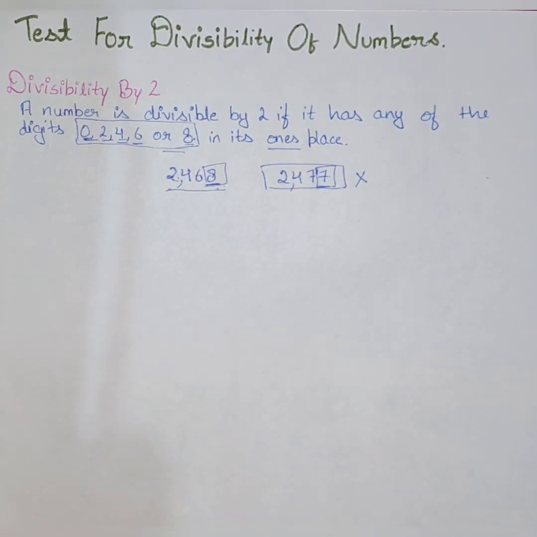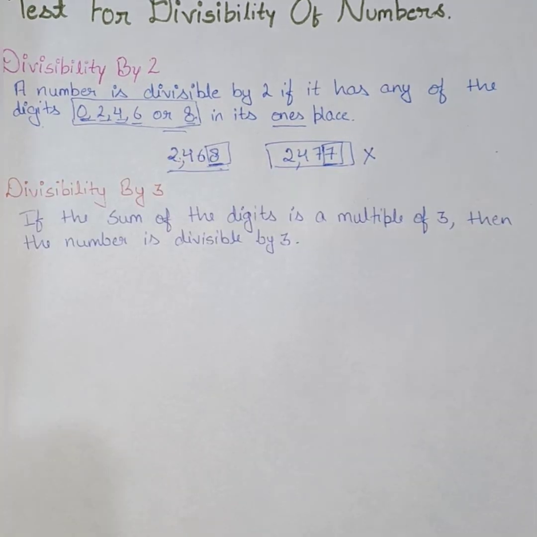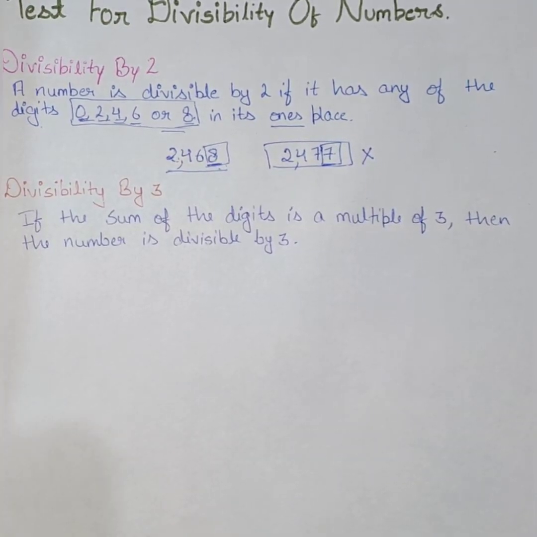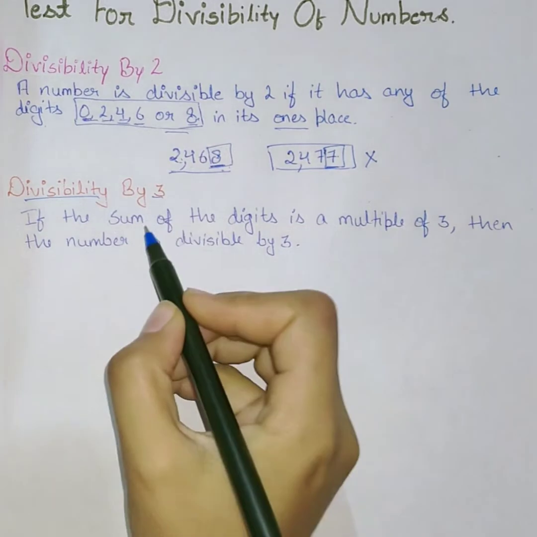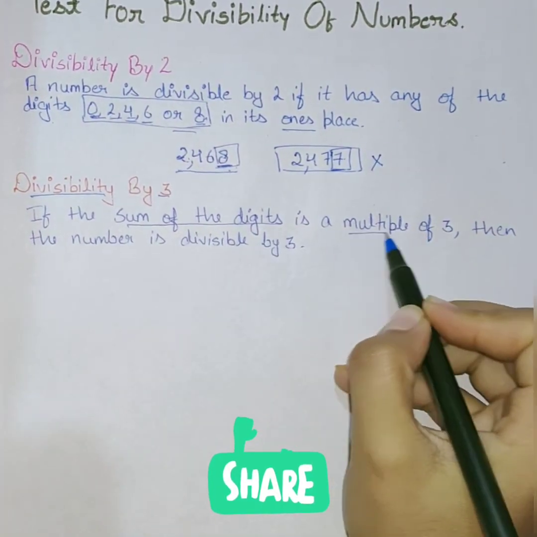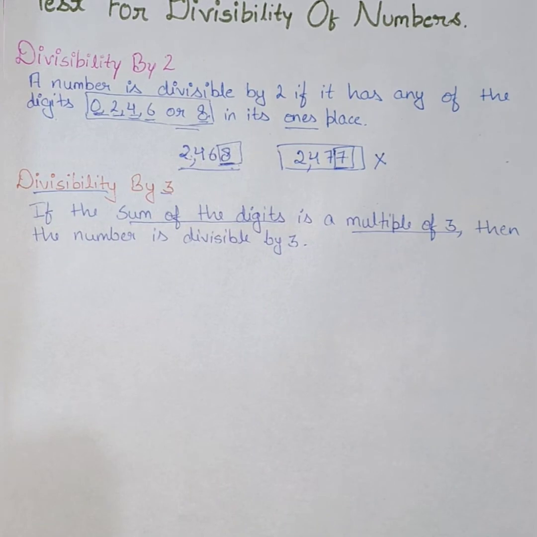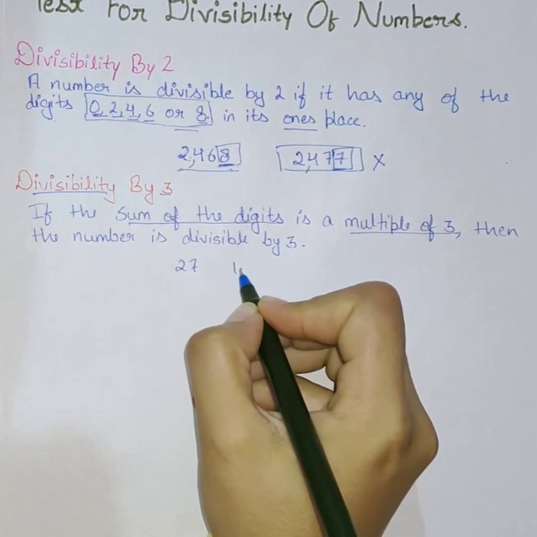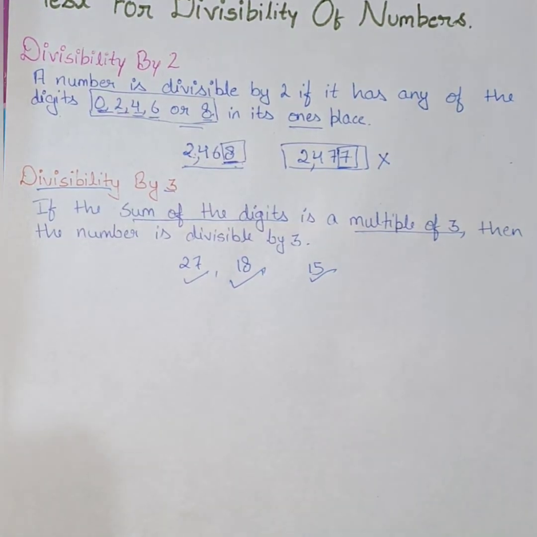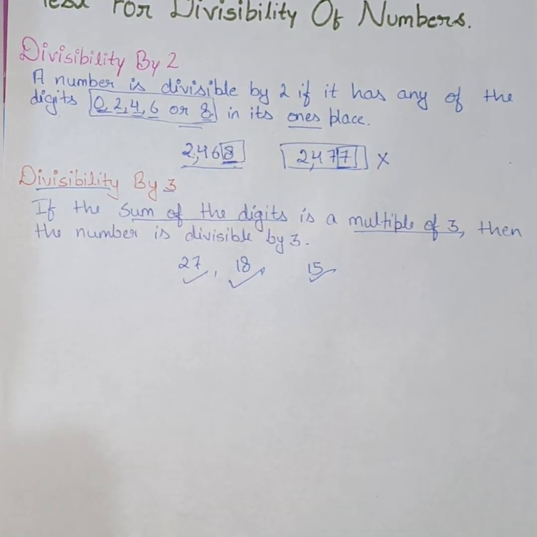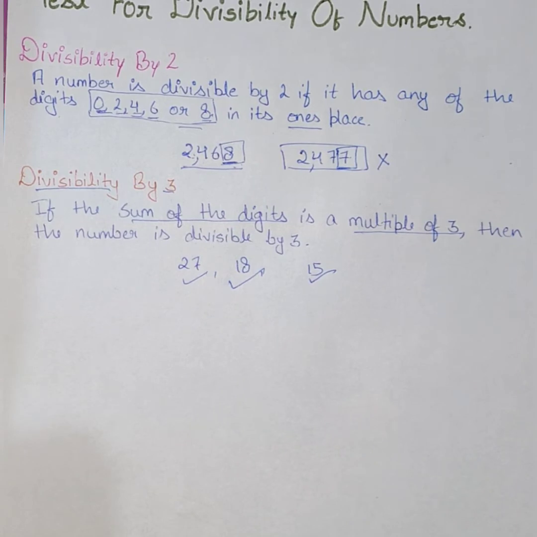Now let's come to the divisibility of 3. According to the definition, if the sum of the digits is a multiple of 3, then the number is divisible by 3. If the sum is 27, 18 or 15, you can clearly tell that these numbers are divisible by 3 because these are numbers included in the table of 3.